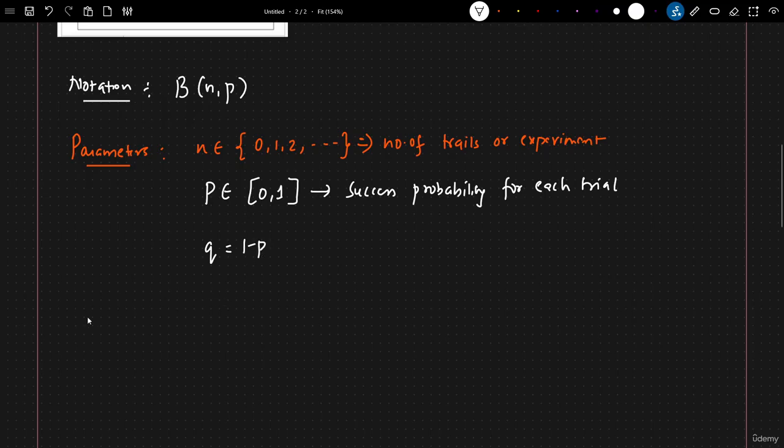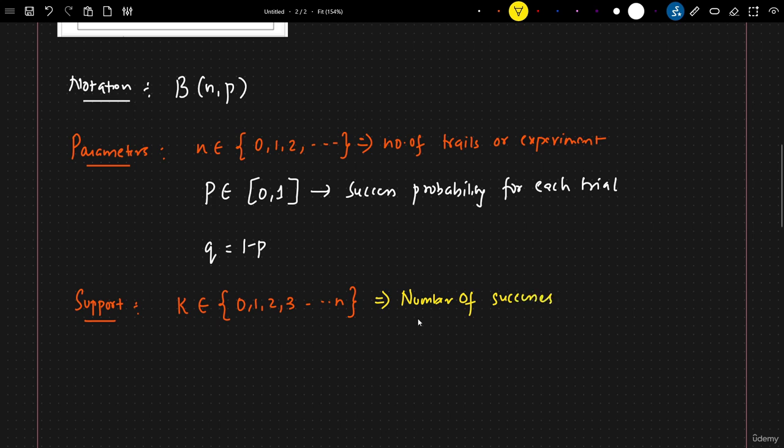1 minus p. Now, additionally, there is one more support parameter that we specifically use, and this support parameter is k. It belongs to 0, 1, 2, 3 up till n. What does this basically mean? It shows the number of successes. If I'm tossing coins, let's say tail is a success, how many times may I get tail? For n tosses, at most I can get n successes. So the number of successes is denoted by k.